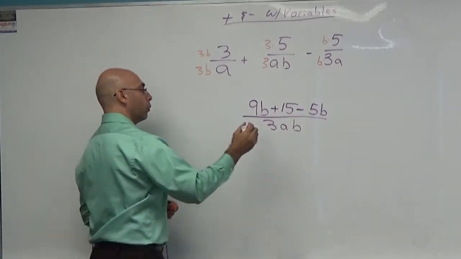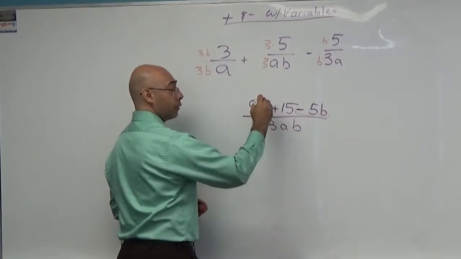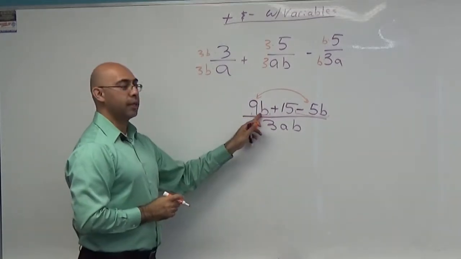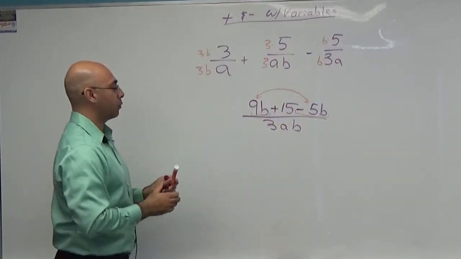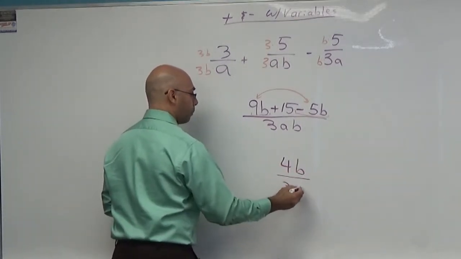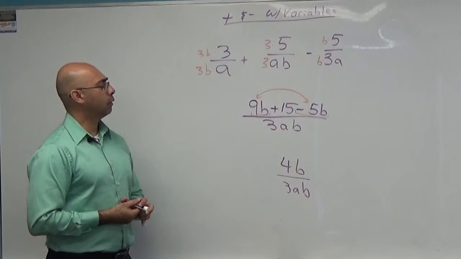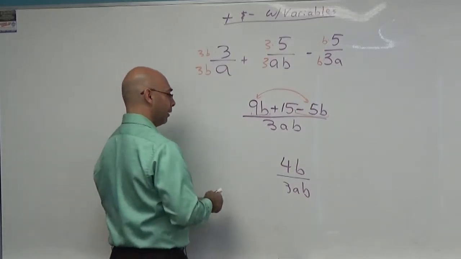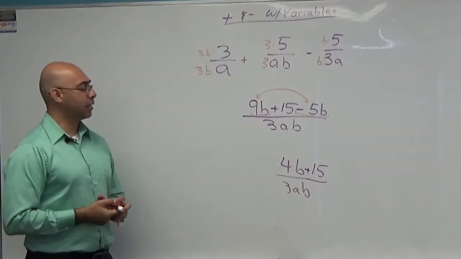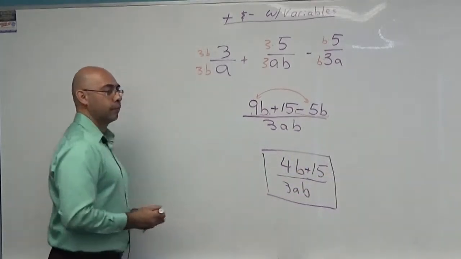The 9B and the 5B. Ooh, the 9B and the minus 5B. Remember, it is a minus 5B. That is important. So those two I can combine. I have 9 B's, but then I take away 5 B's. How many B's do I have left? 4B. So my final answer is 4B over 3AB, but we're still not done. What was that? 15. Exactly. You passed the test. 4B plus 15 over 3AB. And now I am done.